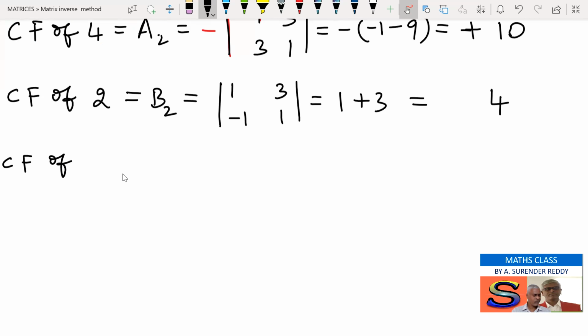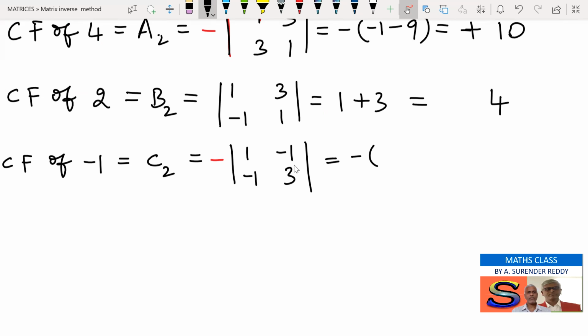So the cofactor of the second row third element, that is minus 1, call it C2. For this also we need to multiply with minus. So leaving the second row and third column, 1, minus 1, minus 1, 3. So minus into 1 into 3, 1 into 1. So 3 minus 1 is 2. This is minus 2.